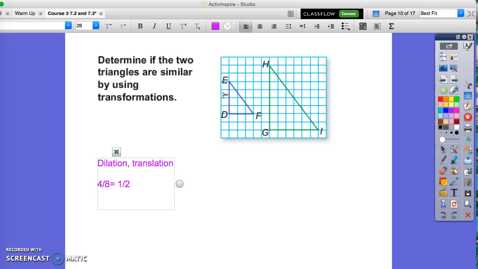Okay. So then if I look from DF, that's 1, 2, 3 boxes. And GI is 1, 2, 3, 4, 5, 6 boxes. Well, that also reduces to 1/2. Okay, we could do Pythagorean theorem and figure, well, this is going to be a 3, 4, 5. Well, then this would be a 6, 8, 10, which 5 and 10 reduce to 1/2. So these are similar.